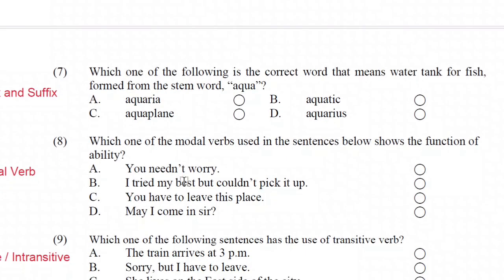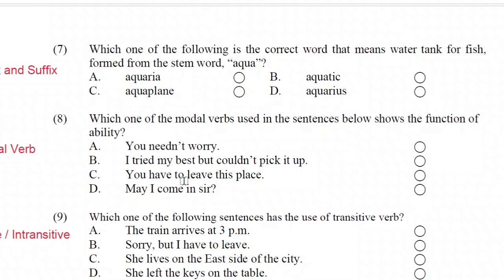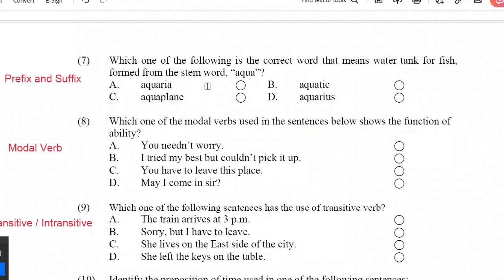Moving towards the next question, which one of the following is the correct word that means water tank for fish? Okay, this is the example of prefix and suffix. In this, they have given you this word and they are asking for the meaning, and the stem word of that word is aqua. So aquaria, aquatic. Aquatic means related to water. Aquaplane, it's basically the base of a boat. Aquarius is again not. Aquaria is the correct option.